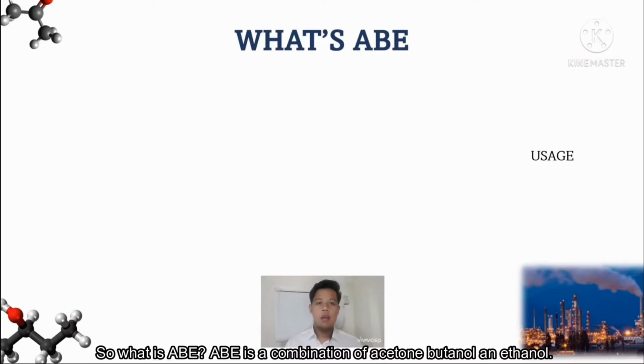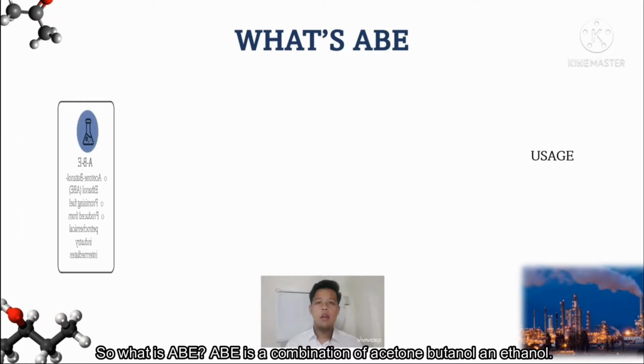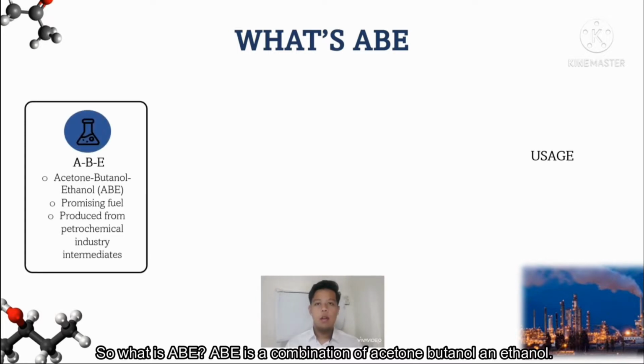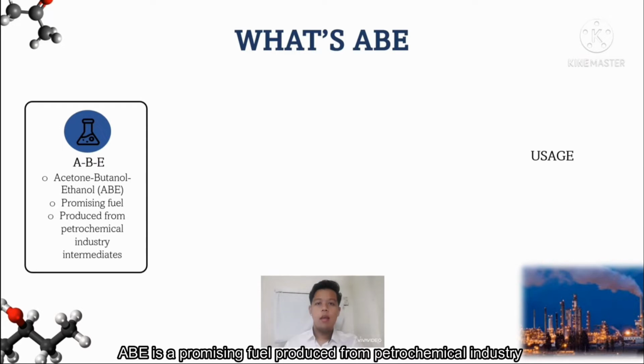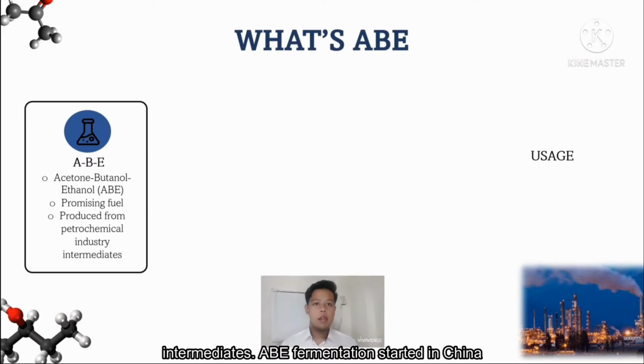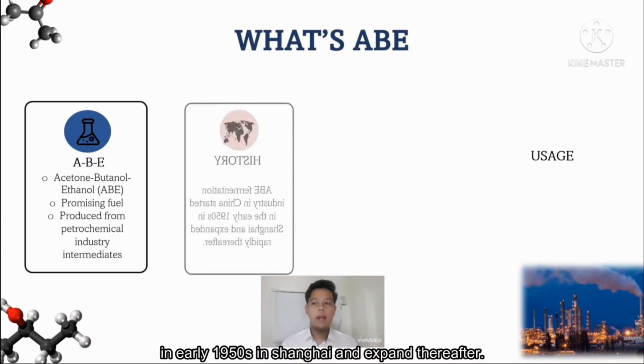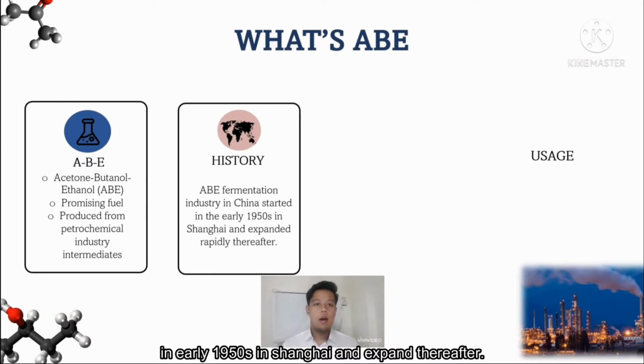So what is ABE? ABE is a combination of acetone, butanol and ethanol. ABE is a promising fuel produced from petrochemical industry intermediate. ABE fermentation started in China in the early 1950s in Shanghai and expanded thereafter.